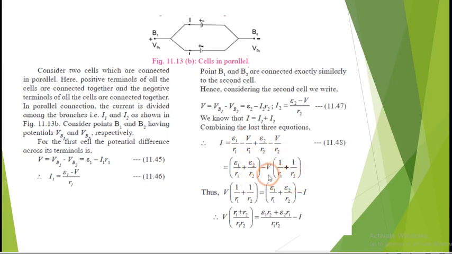Therefore, V into 1 upon R1 plus 1 upon R2 is equal to this term minus I, which comes here. Solve this for the value of V into R1 plus R2 upon R1 R2 is equal to epsilon 1 R2 plus epsilon 2 R1 upon R1 R2 minus I as it is.